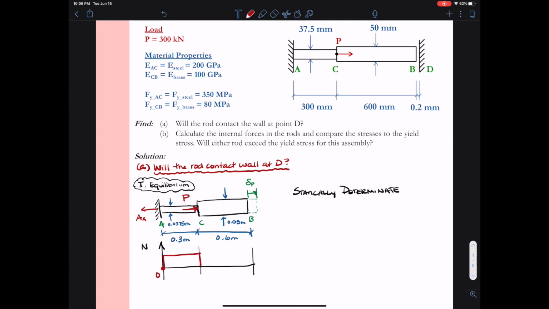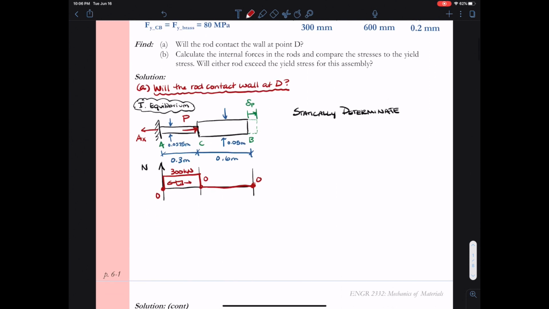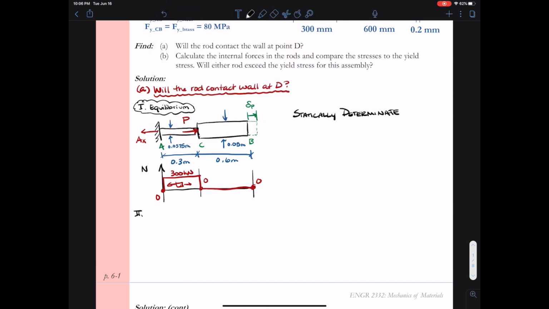Associated with equilibrium, I can also come up with an axial force diagram for this rod. We see that all the load P has to make its way back to AX. So if I were to draw a free body diagram of a cut somewhere in AC, I would see that AC is under 300 kilonewtons of tension. However, a cut in BC, somewhere between C and B, would indicate that we have basically zero axial force there because none of that load P is traveling through rod CB.